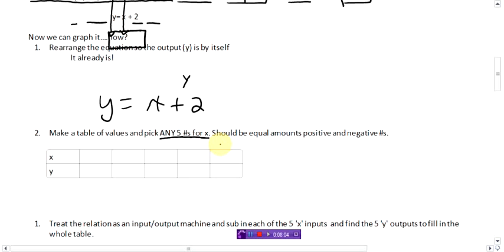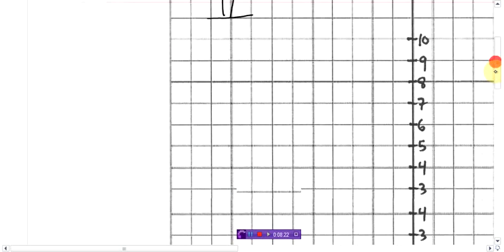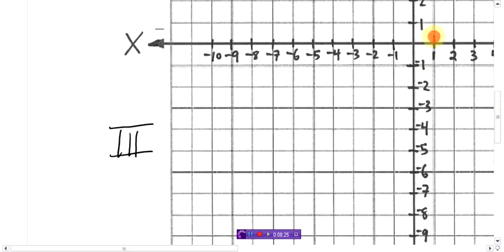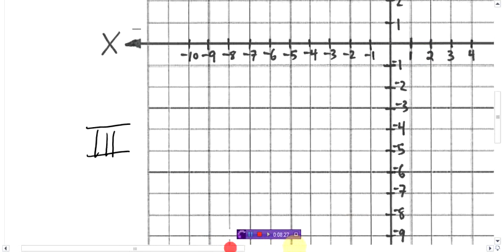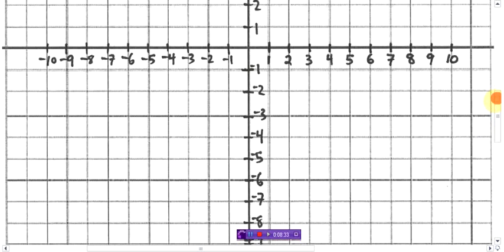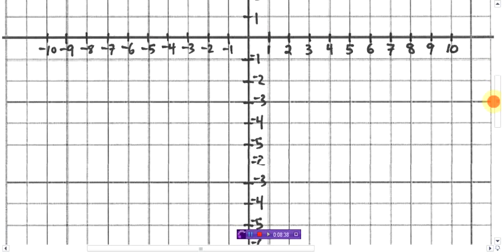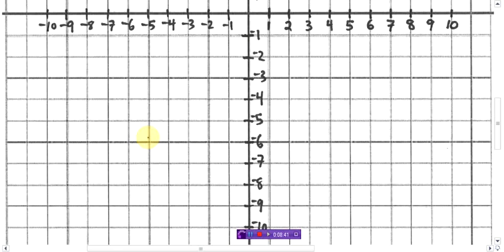Here's what I suggest you do. Your 5 numbers that you pick should be equal amounts of positive and negative numbers. So don't just pick all positives. You want to pick some negatives just so we can see the entire graph, what it looks like. Remember, it's all zoomed in here, but the graph has negative and positive values. We don't want to just see what the graph looks like on one positive quadrant up here. We want to see how it looks all over the graph with the negative as well.